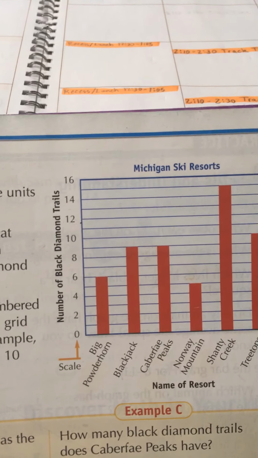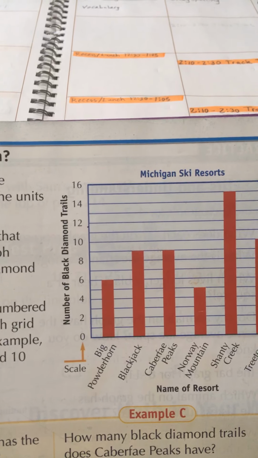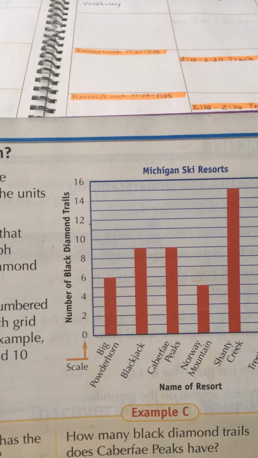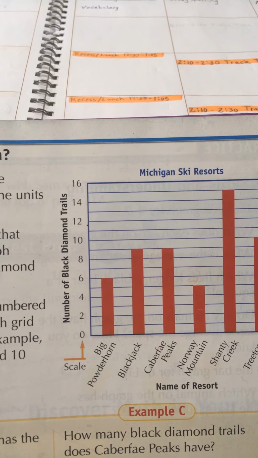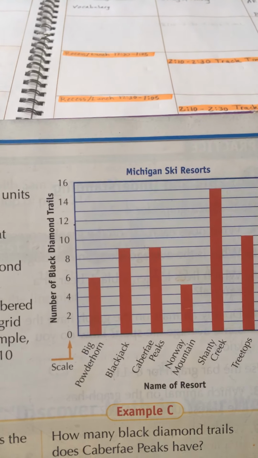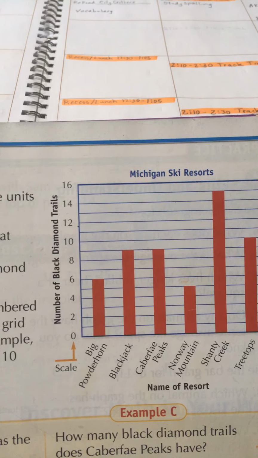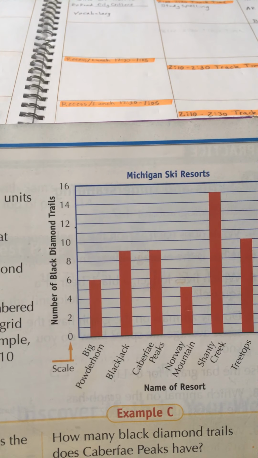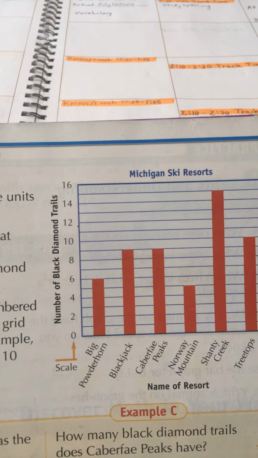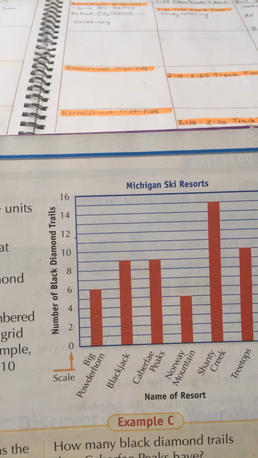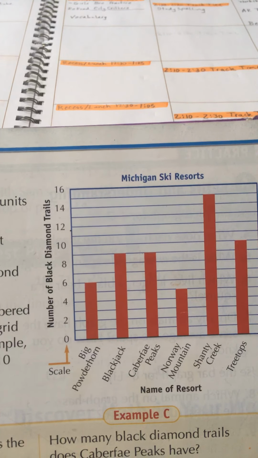So the scale is on the left-hand side. You can see the numbers 0, 2, 4, 6, 8, 10, 12, 14, and 16. That's what they're counting by. So if you see the bar that goes up to the 6, that would be measured at 6.